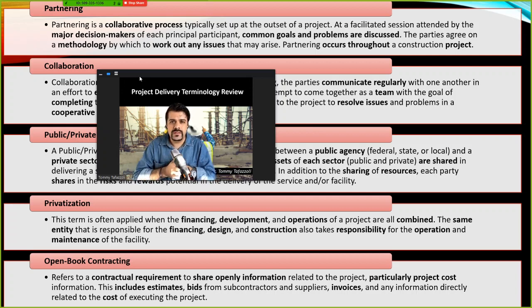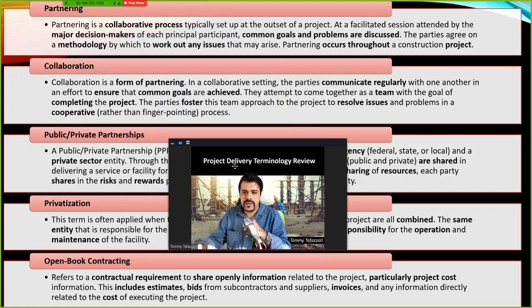Obviously, the result is that when the project starts, many concerns have been met, and now the project can go smoothly because the problems have been seen before they occur. So, collaboration. What is collaboration? It's a form of partnering. It's based on solving the problems together.